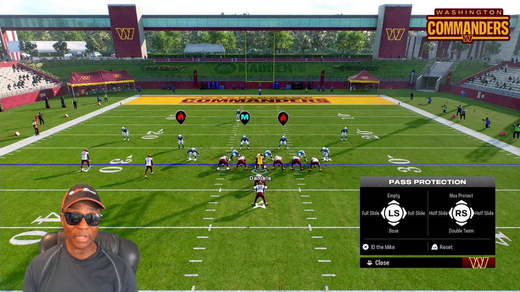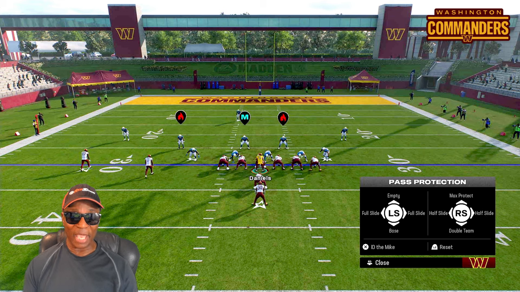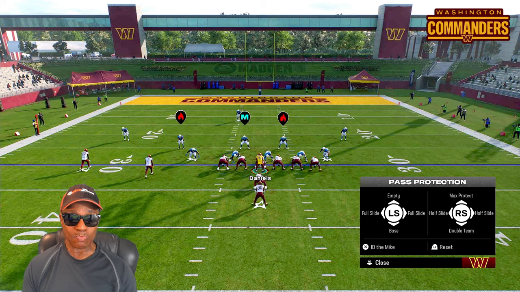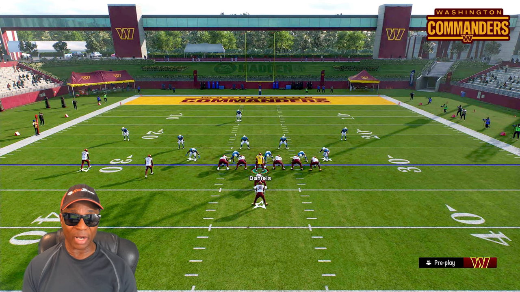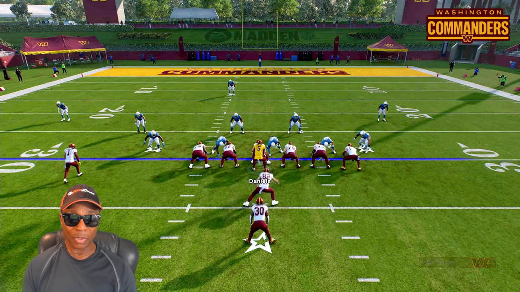We try to identify the Mike. That's the right Mike. You see the fire guys right there? Those are the guys that are going to be blitzing, because we're running the draw. It's like a fake pass, and then you give it to the back. Let's identify the blitzing guy right here and see if we can get a block on him.